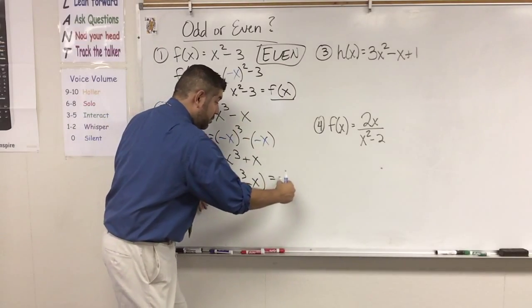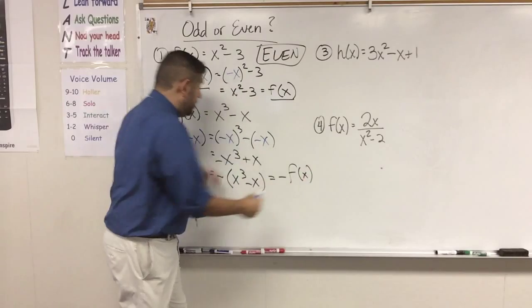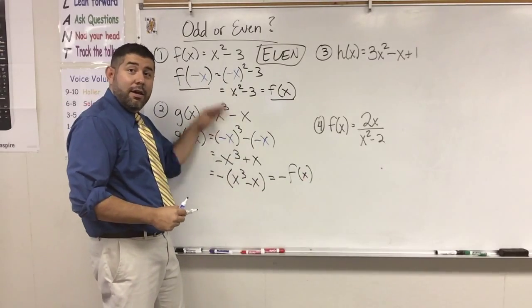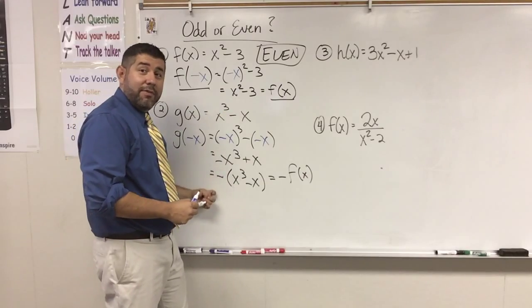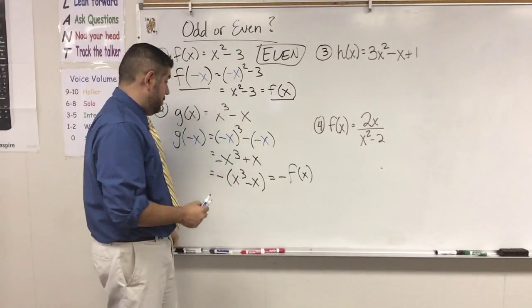Now, notice that this right here does look like what we started with. So in fact, this is equal to negative f of x, because this was f of x, right? It's the same thing, this one and this one, except now we have a negative, so we put a negative.